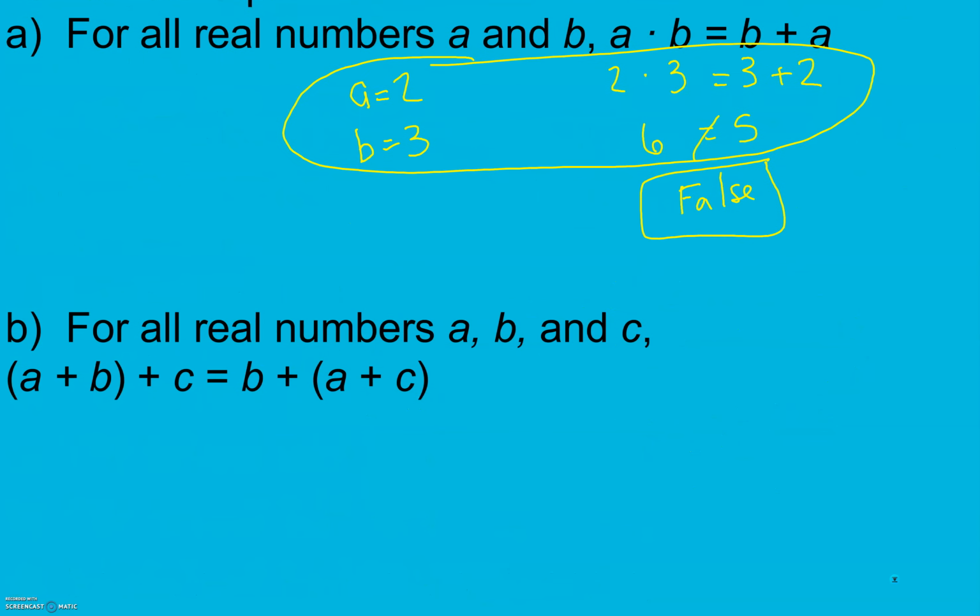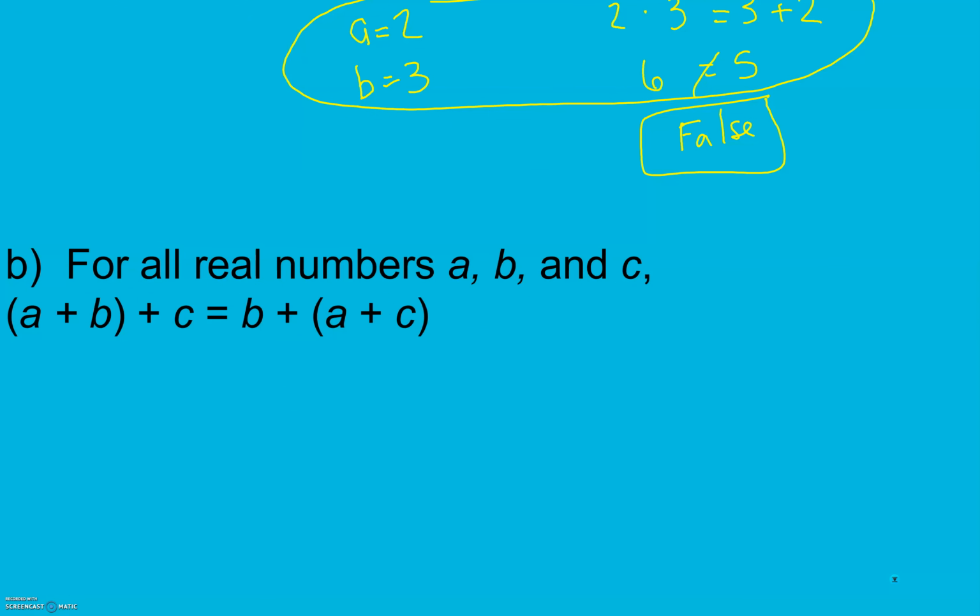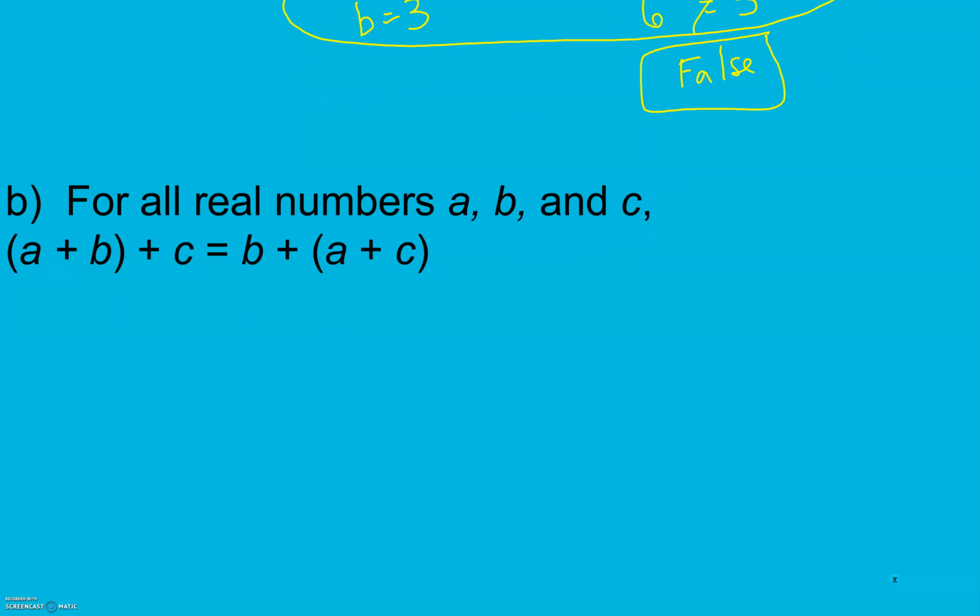If we look at b, a plus b in parentheses and then plus c equals b plus the sum of a and c. Well, if we look here, this does look pretty similar to some of our properties. We have an a, b, and c on each side. Here, they've been grouped differently and commuted, so our associative and commutative properties were both used, but it looks like it'll be true. Let's plug in some numbers and check.